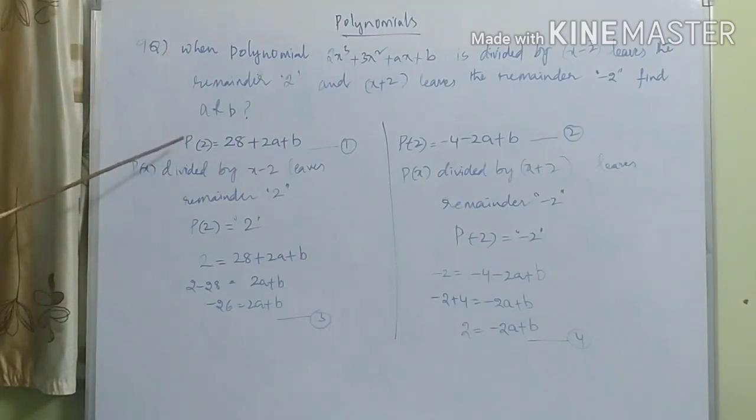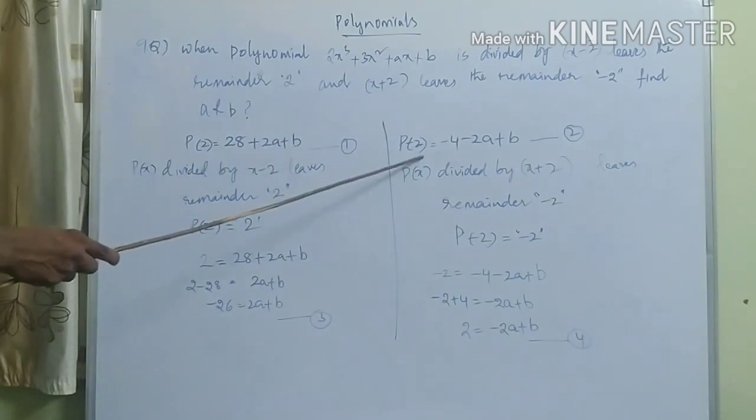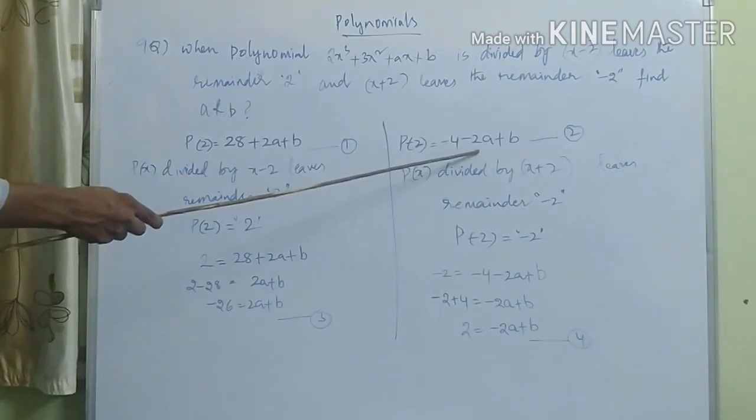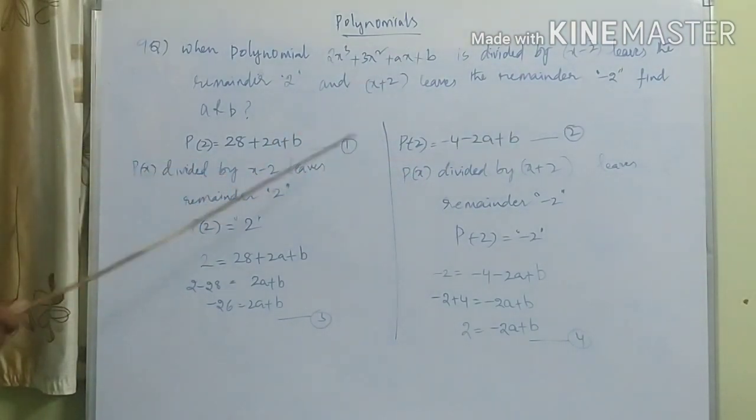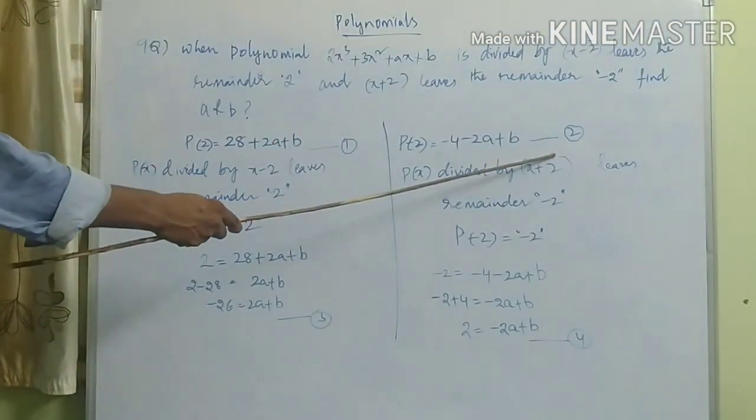Okay. p of 2 equals 28 plus 2a plus b. p of minus 2 equals minus 4 minus 2a plus b. These are equation 1 and equation 2.